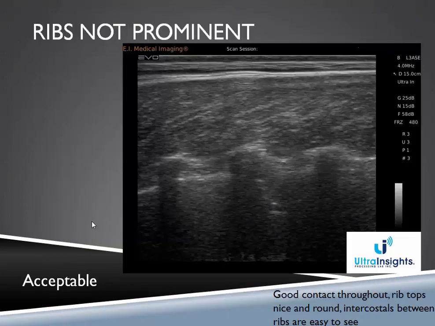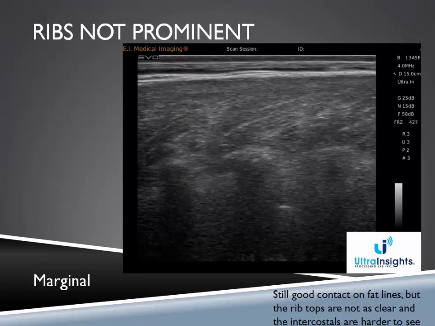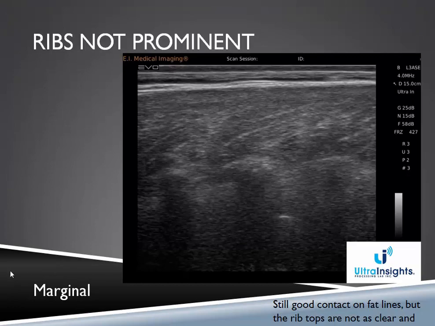So ribs not prominent. Okay, so this is one of the possible image quality score issues that UGC recognizes. Here's a good image. We've already talked about top fat line, bottom fat line, rib tops, scatter. So we've got an acceptable image. Here we have a marginal image. And I'm going to flip back and forth between that last image and this image, hopefully.